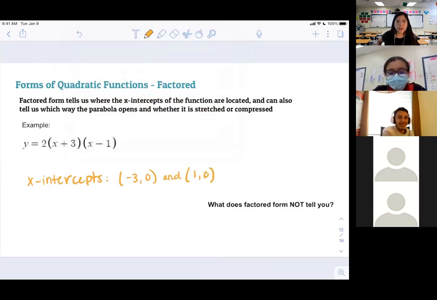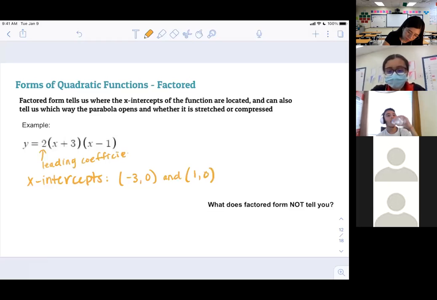And which number tells me the way that the parabola opens? 2. Yeah, that's my leading coefficient. So what's going on in this one? Does it open upward or downwards? It's upwards because it's not negative. Good. Opens upwards. Stretch or compression? Stretch. Good. Stretched.